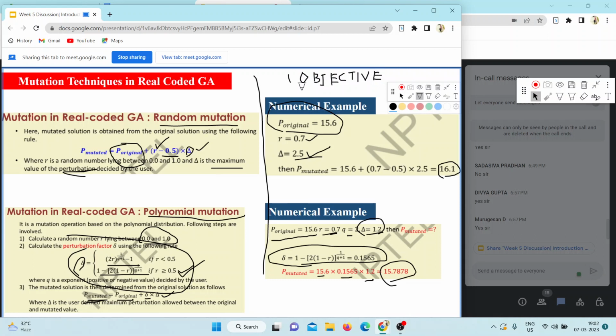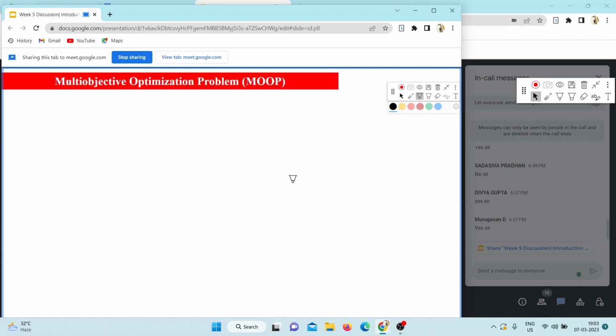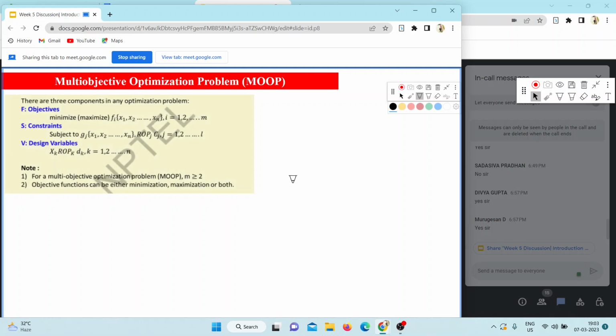So till now, we were concerned with one objective function. That means last day also, the question I solved had one objective function, like we have to maximize y or maximize x, only one objective. But what if our objectives are more than one? That type of problem is known as a multi-objective optimization problem.